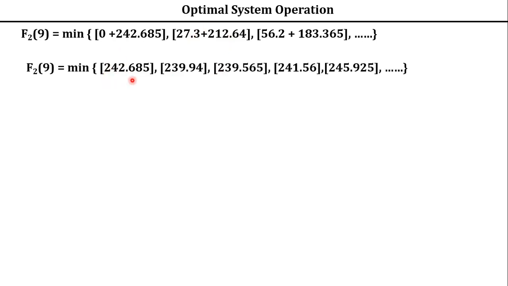See, the first combination value was 242.685. From where did we get this answer? First one, when we are operating unit 1 alone. So that is this value. Then this is the second combination, we got this value. This is the third combination. This is the fourth combination. This is the fifth combination, comma, etc. 6th, 7th, 8th, 9th, 10. All combinations you have to calculate.